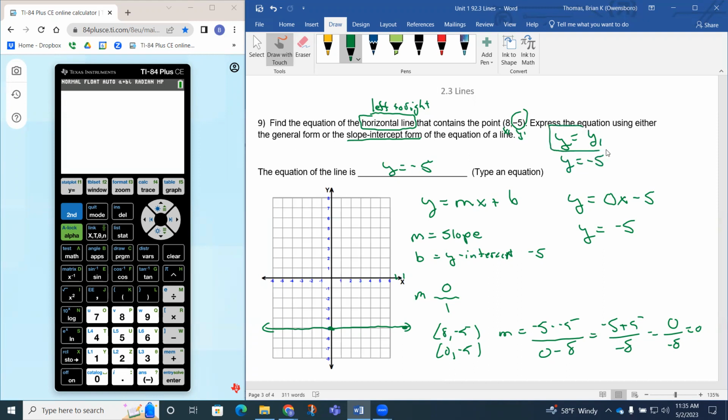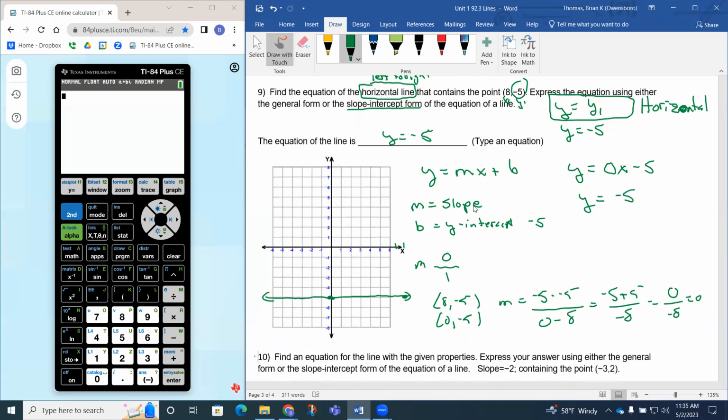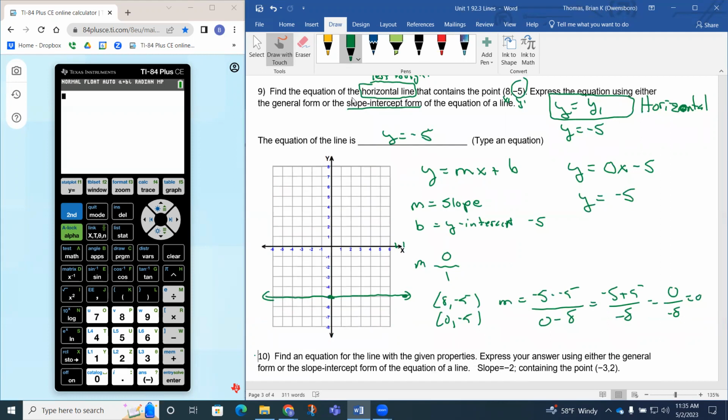So a vertical line can be defined by something like that. I should say a horizontal line. So for a horizontal line, when I write the equation, it's going to involve the y coordinate of the point. So slope-intercept form is going to be when the equation is y equals something. So we'll stop there.